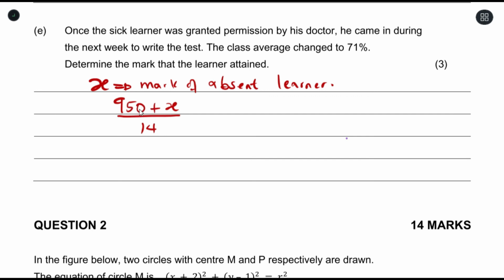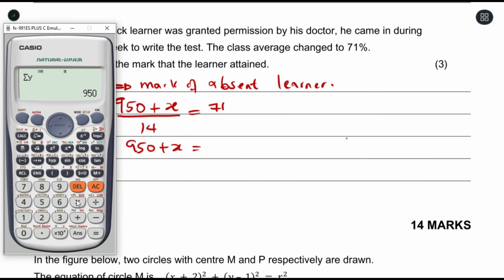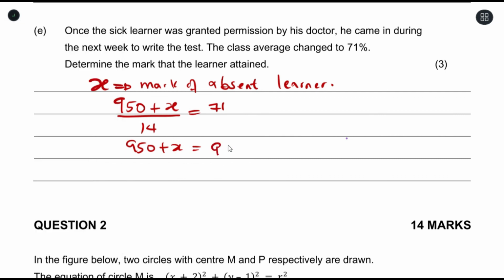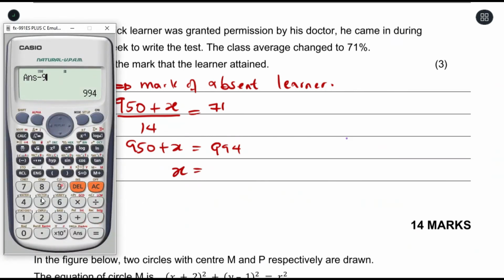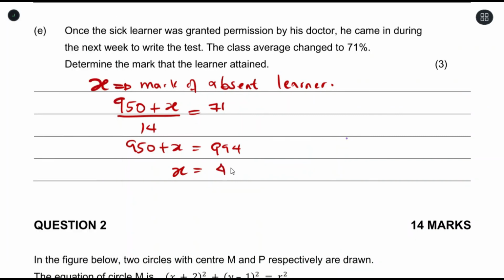Now this 950 is for the 13 learners that we already calculated, and this X is for our learner that was absent. Now we have to divide it by the total number of learners now, which is 14, and it should be equals to 71, right? So cross multiplying, we can say that 950 plus X is equals to 14 times 71, which gives you 994. So therefore X is equals to 994 minus 950, which is 44%. So the 14th learner should have a mark of 44%. That's it.